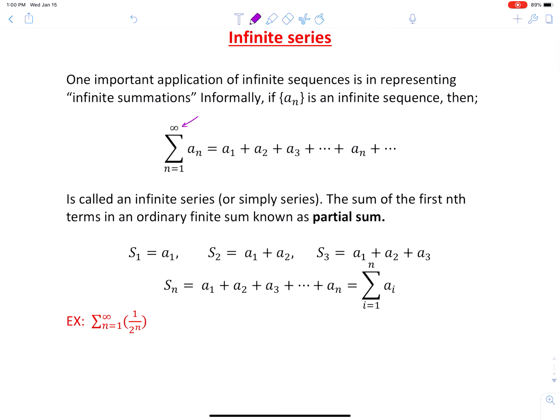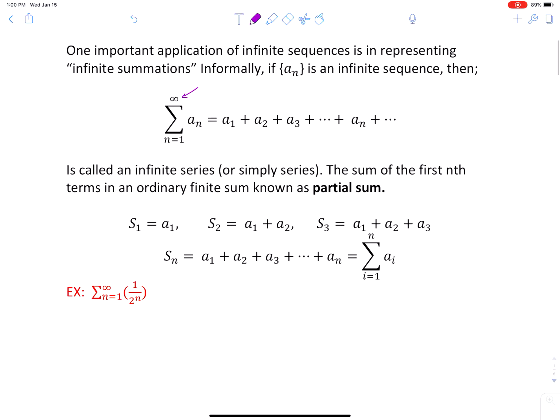And so one of the best ways to understand what this means is by means of the ordinary finite sum known as a partial sum. Partial sum obviously means partially. If I say S1, that means the first term. S2 means the first two terms, and so on. If I add them all together, I get some kind of a sequence of numbers that goes from 1 to n, where n eventually goes to infinity.